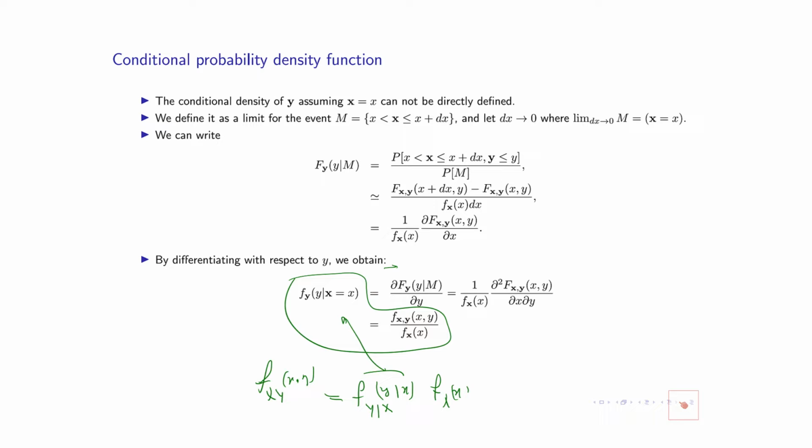This is like if you had the probability of A intersection B equal to the probability of A given B times the probability of B. So it's kind of like that. This is another addition to the same formula, the same concept. So the conditional probability density function is something that you could write this way.